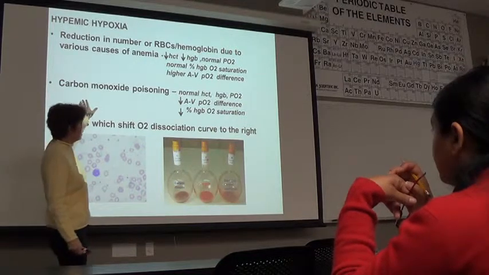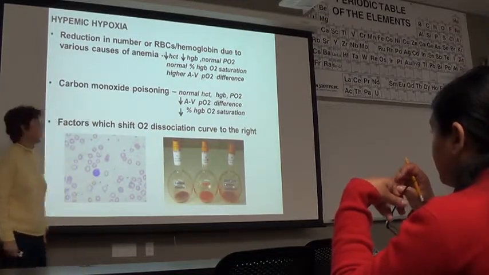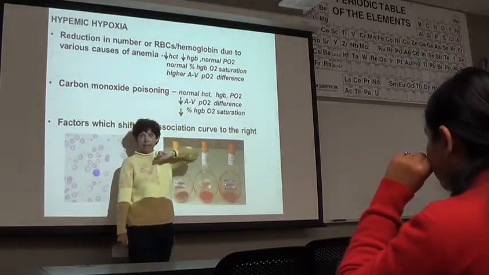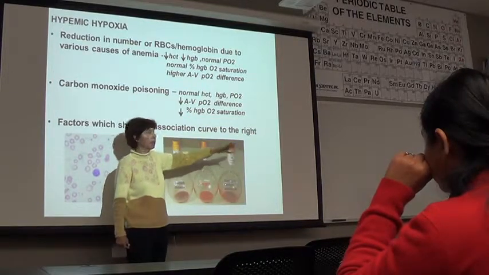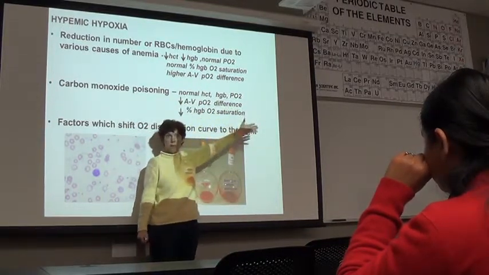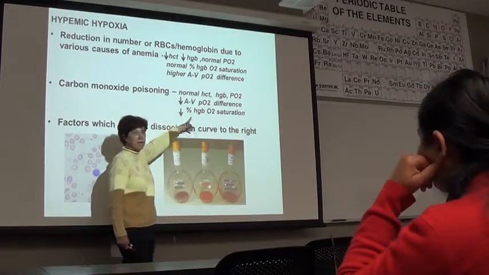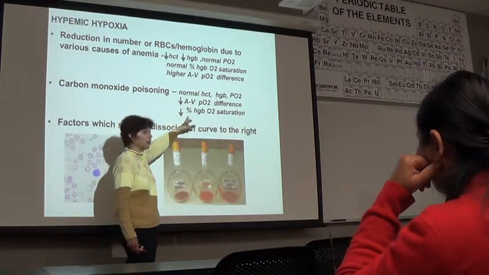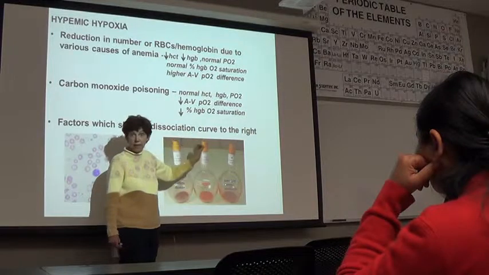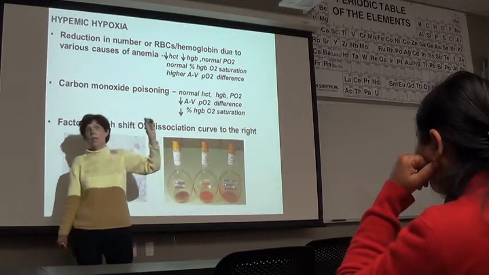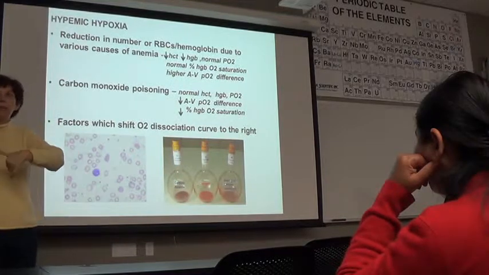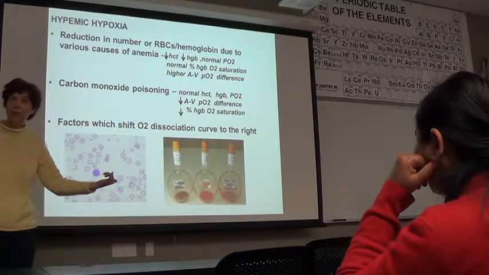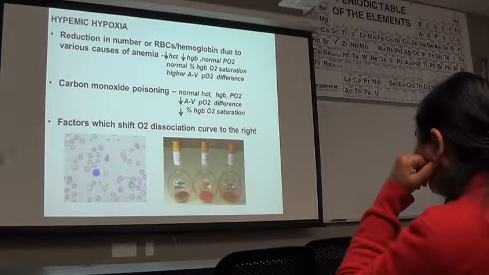Okay? Carbon monoxide poisoning, we were just talking about that. We would have a normal hematocrit because there's nothing wrong with the amount of red blood cells we have. Red blood cells are normal. Our PO2 is going to be normal. But our saturation is low because 25 or 50 or 75% of those iron ions are binding carbon monoxide instead of oxygen. So if 1 out of every 4 iron ions is binding carbon monoxide, we would have only 75% saturation. So we would be losing 25% of our oxygen.